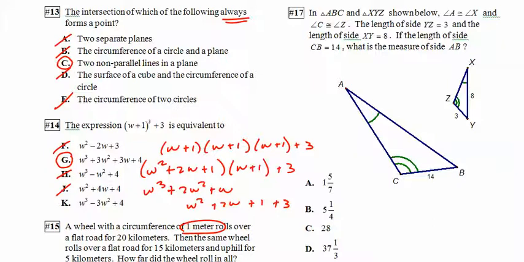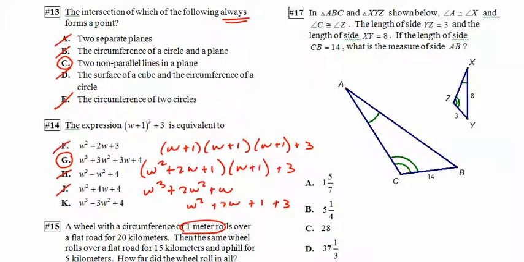Question 17. In triangle ABC and triangle XYZ, A is X and C is Z, therefore they are similar. The length of side YZ is 3, XY is 8 as shown, and the length of side CB is 14. What's the measure of side AB?